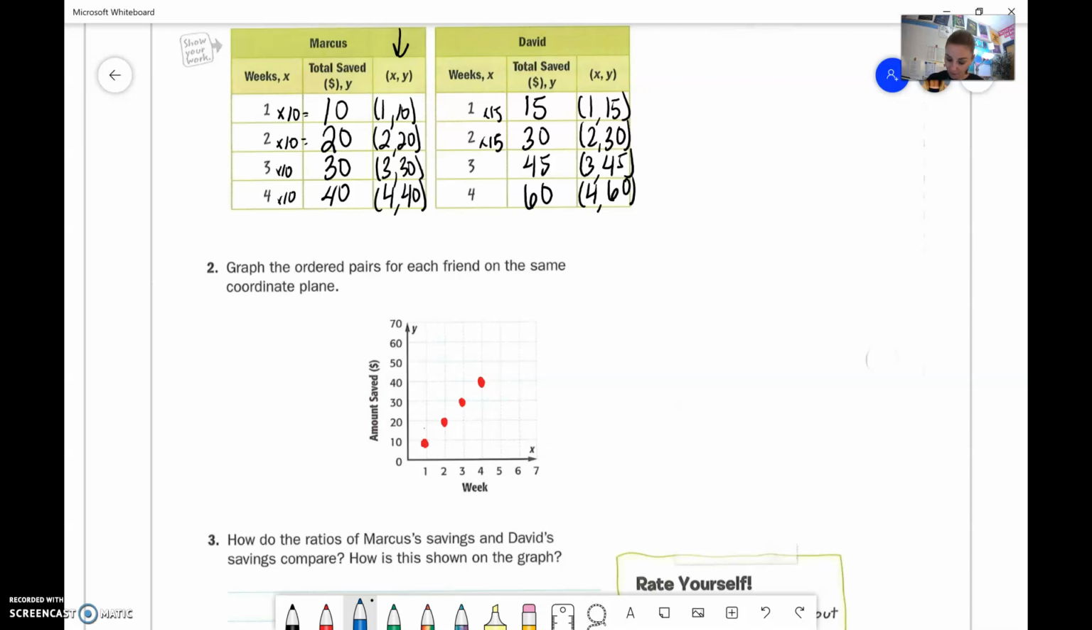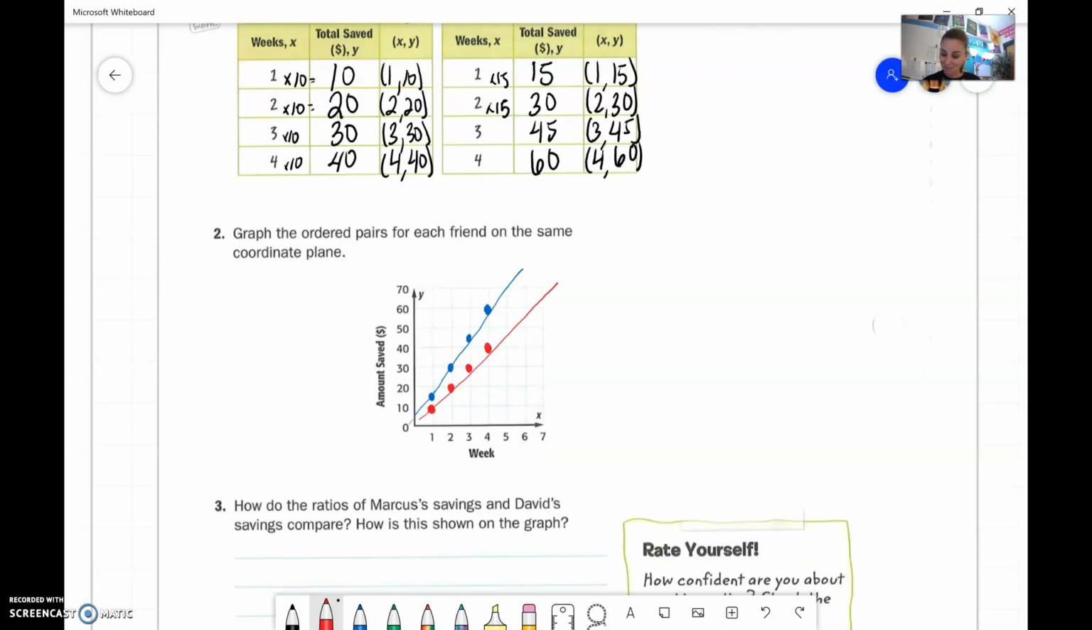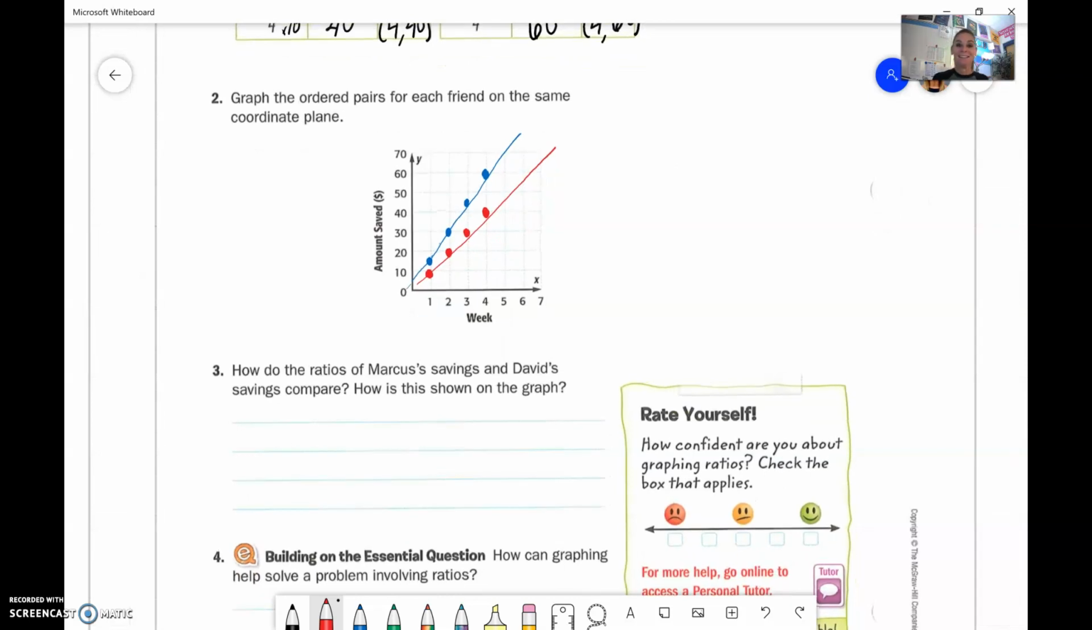So (1, 15), (2, 30), (3, 45), and then (4, 60). And then you kind of draw just a very light line so you can kind of see what's happening. All right. There we go. Well, it's not perfect because I'm not perfect. So it's what it is. And it's hard to write on this.